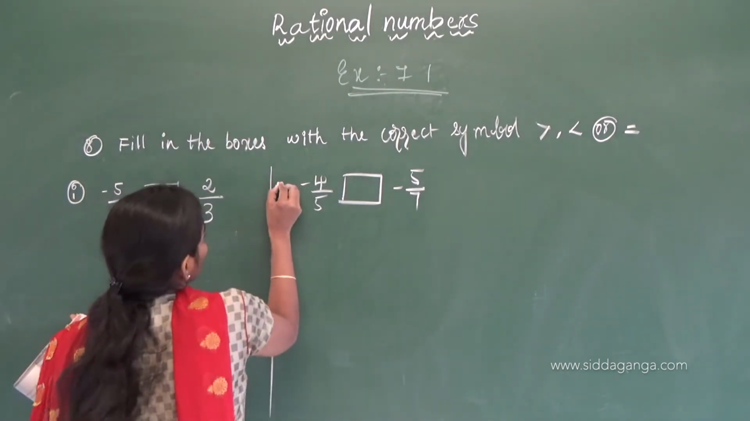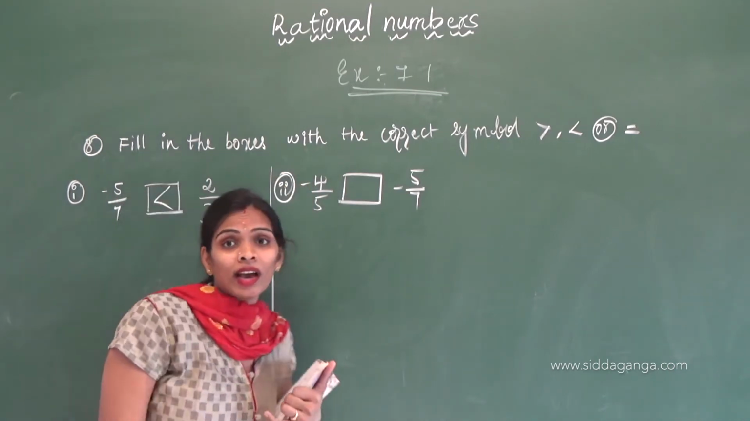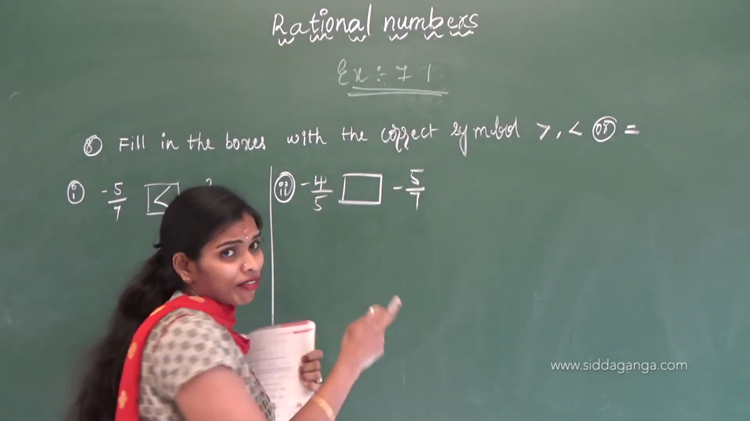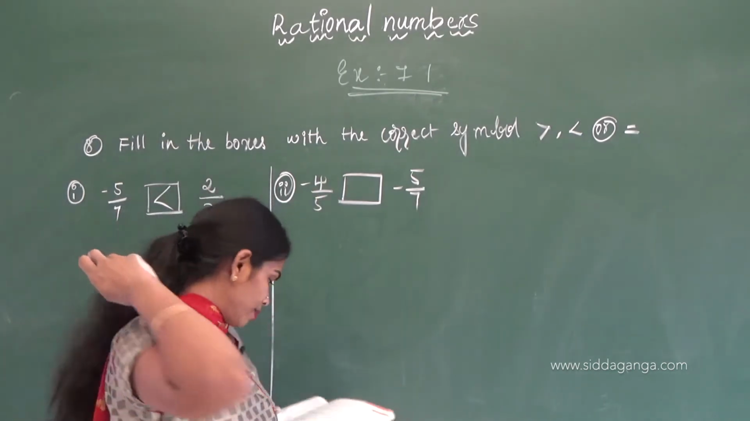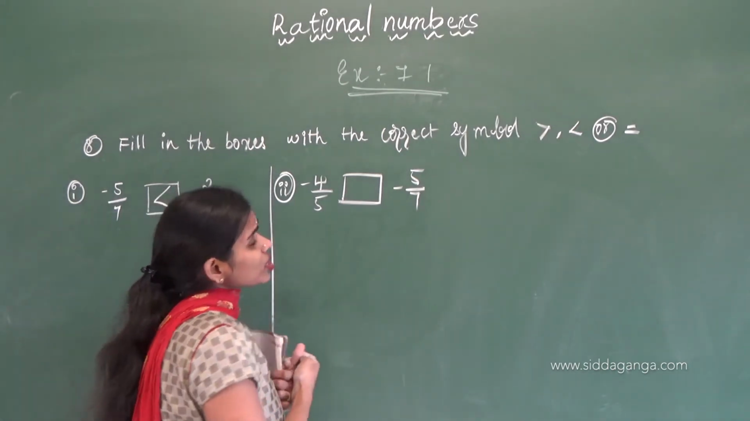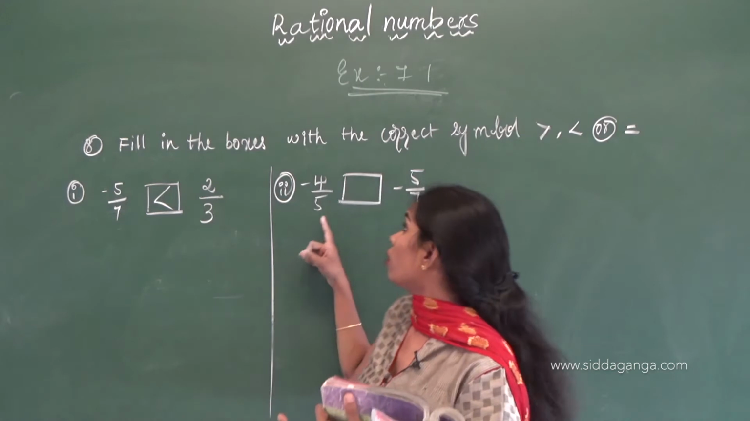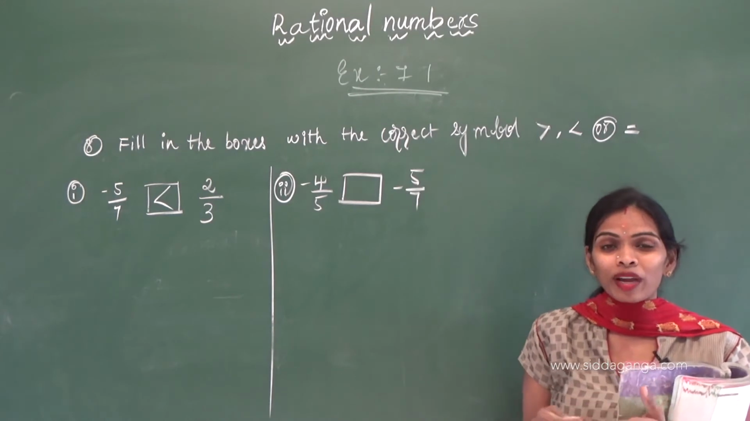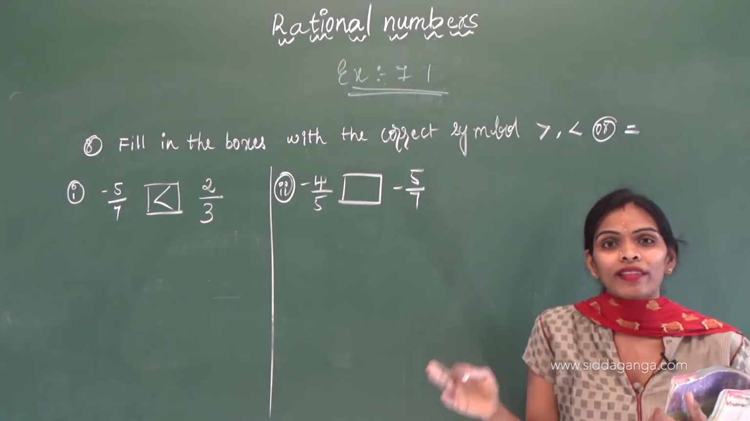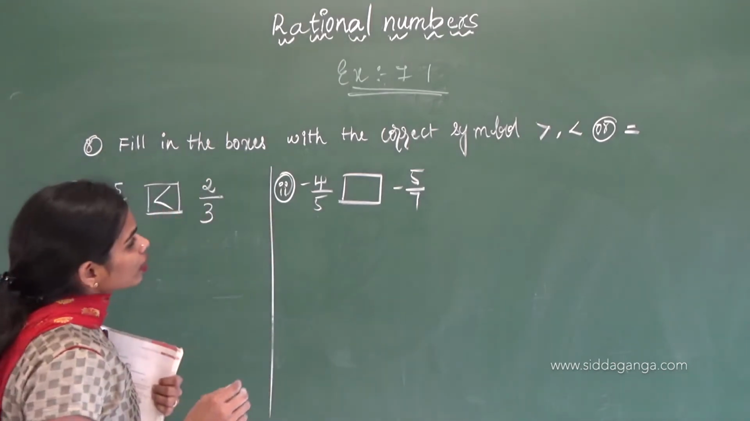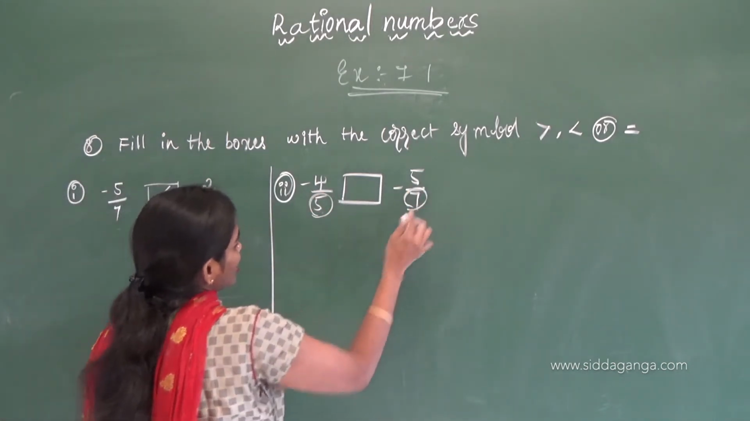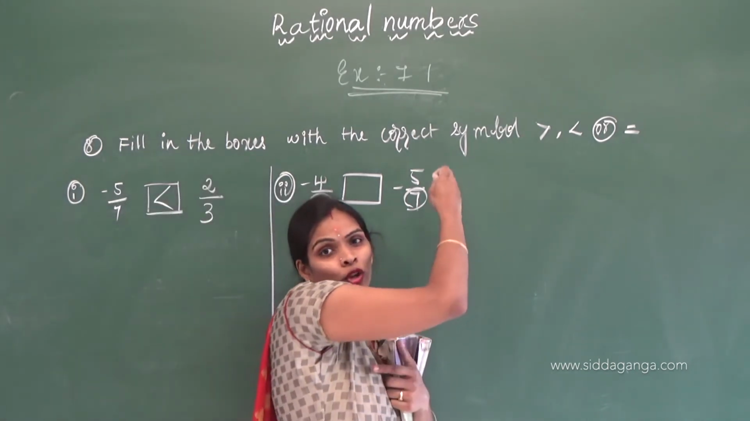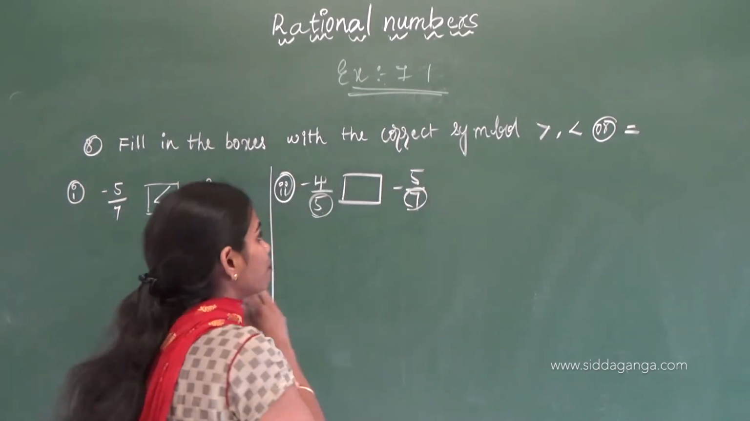Okay, here what is there? Minus 4 by 5 and minus 5 by 7. Okay children, what we have to do here is make the two rational numbers equivalent rational numbers, that means like fractions you have to convert, and then you have to place the less than or greater than or equal to symbol. If you see here, this is 5 and this is 7. Here we have to multiply numerator and denominator with 7. Here, what should we do? Numerator and denominator with 5.